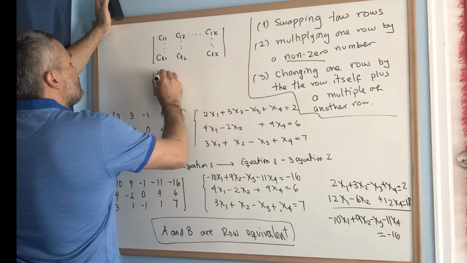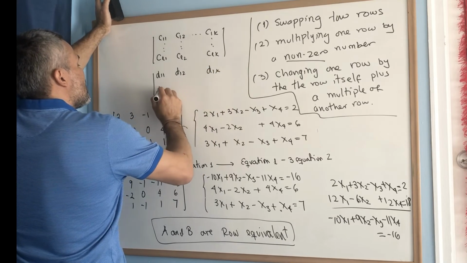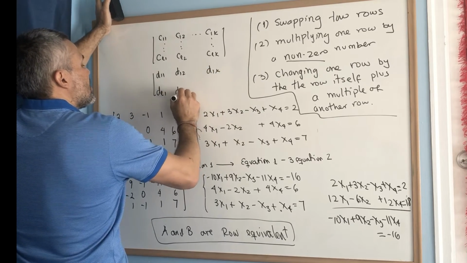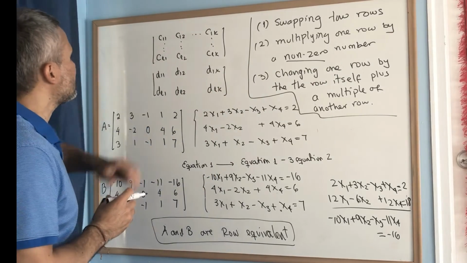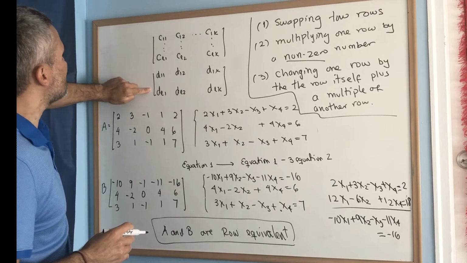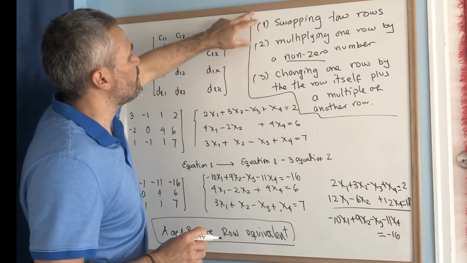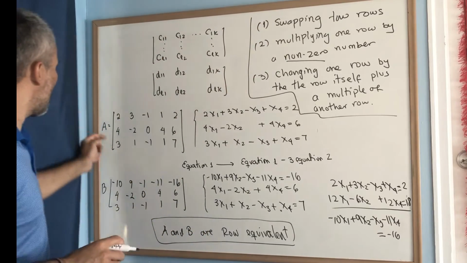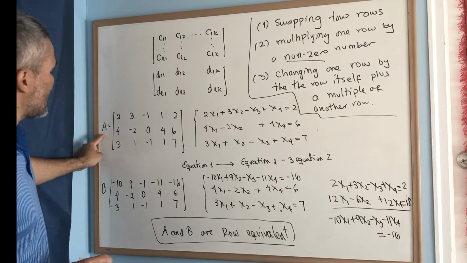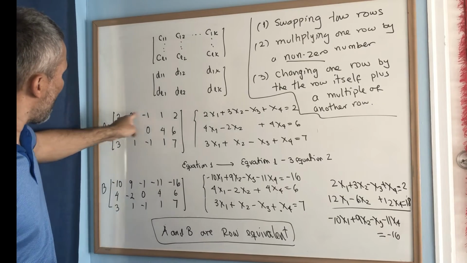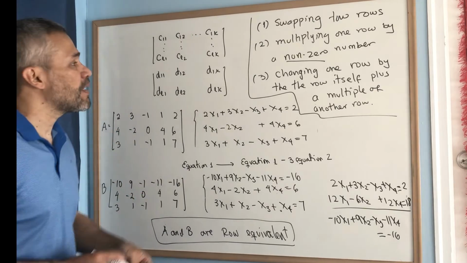We're going to say that two matrices with the same dimension, d11, d12, d1k, up to dl1, dl2, dlk, are row equivalent if I can get this matrix out of this after a finite collection of these row operations. As an example, these two are row equivalent because this was obtained by changing row 1 by row 1 minus 3 times row 2.